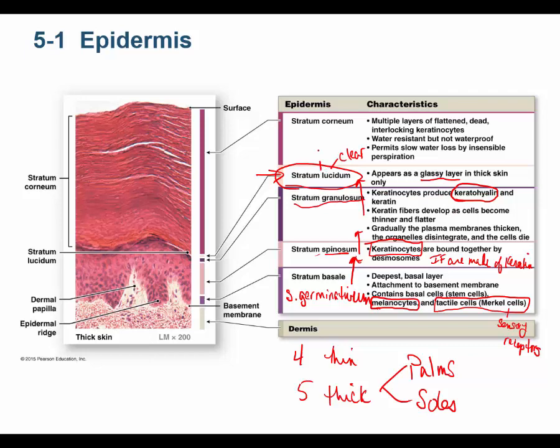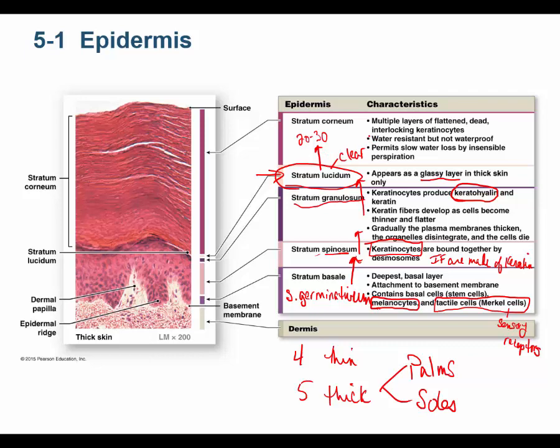And then lastly, when the cells move up, we become part of the stratum corneum. It's 20 to 30 cell layers thick. It's the thickest of the sublayers of the epidermis. Okay, be careful. The dermis is thicker than the epidermis. But if you're only looking at the epidermis, which of the 5 layers is thickest? And the answer is stratum corneum.